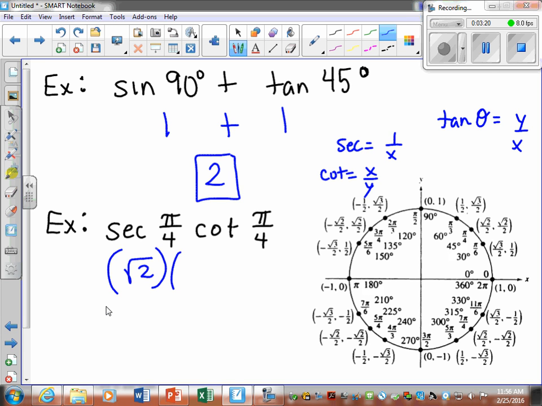Now the cotangent of pi fourths is going to be your x over your y of 45. Which this one's easy because this value over this value, it's the same thing. So when it simplifies, it's just going to be 1. And then we multiply those two together to get our final answer to be the square root of 2.